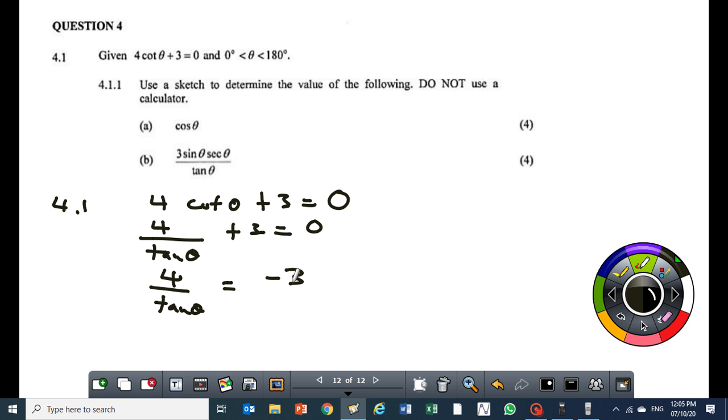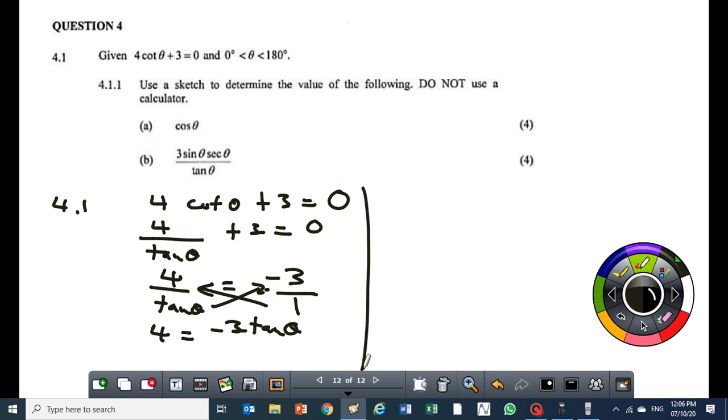Then from here we need to make tan theta the subject. To do that, you put the denominator of the minus 3, which is a 1. Then you cross multiply, and you get 4 equal to minus 3 tan theta. Then you divide both sides by minus 3, and you get 4 over minus 3 is equal to tan theta. Once you get there, then you can determine x, you can determine y, then you have to calculate r.